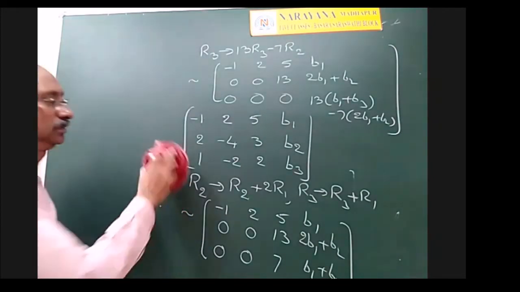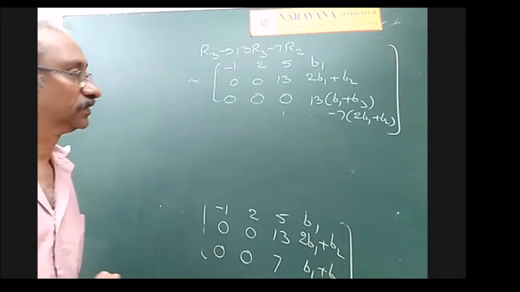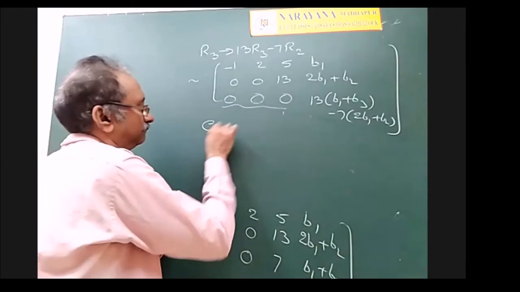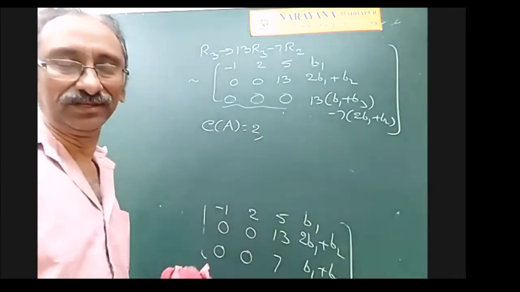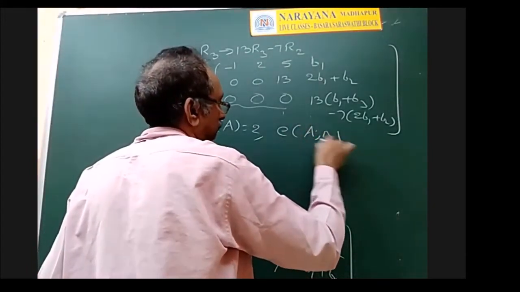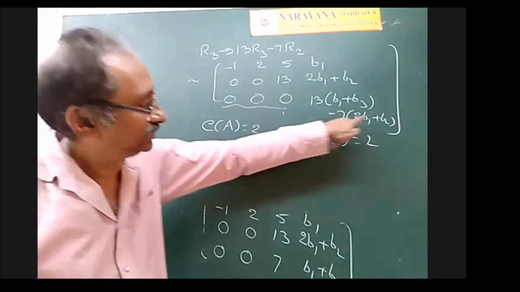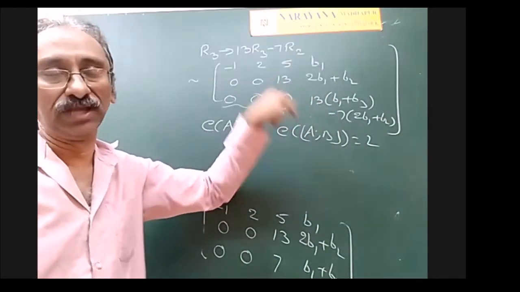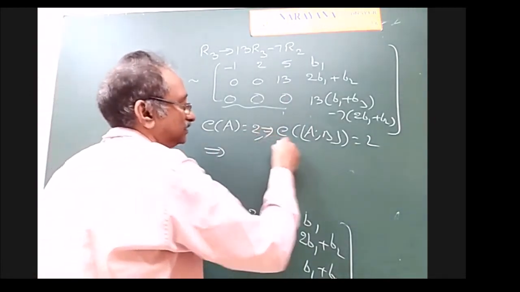Okay, students, am I clear? Now you tell me, given that the system has infinitely many solutions, what is the rank of A? The number of non-zero rows is 2. So to get infinitely many solutions, the rank of the augmented matrix must also be equal to 2. That means this must be 0. Then only the number of non-zero rows in the augmented matrix is also equal to 2.